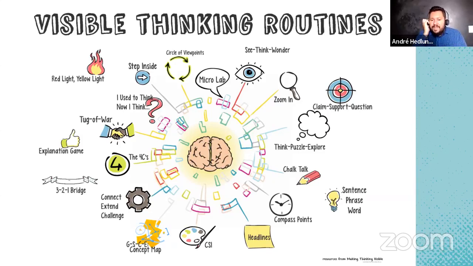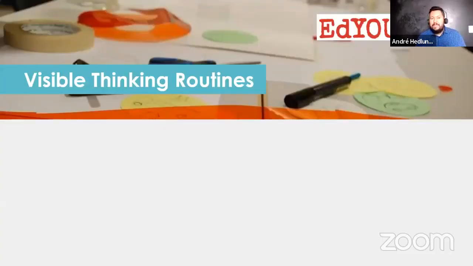And here are some examples of visible thinking routines from Project Zero that can help you see thinking taking place. And I'm going to focus on a couple of visible thinking routines that you can use, and maybe you already use them, to make sure that your students are engaging with the material, the tasks, the activities, the instructions you give them, so that they are paying attention. Because without attention, there is no memory. Without memory, there's no learning. So what are those visible thinking routines?